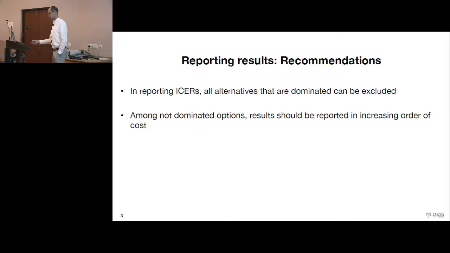And now some recommendations. If you find that some alternatives are dominated, you don't have to report the answer. You can just say dominated, period. You don't have to report that it was negative 11,000 rupees per quality-adjusted life year. That doesn't matter. Another recommendation is that among those alternatives that are not dominated, results should be reported in increasing order of costs. So from the cheapest to the most expensive.